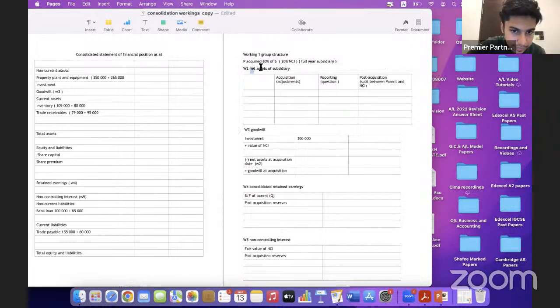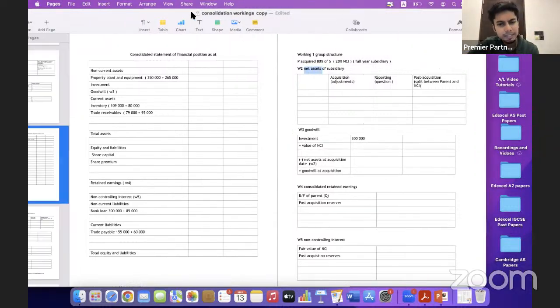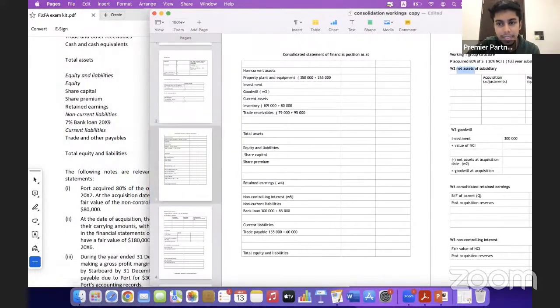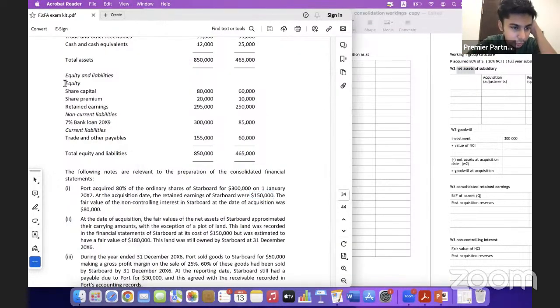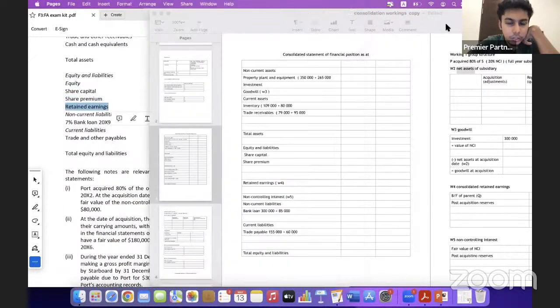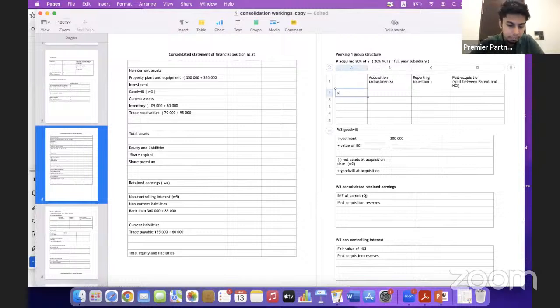Working number 2 says net asset. Guys, understand what is net asset in accounting? Net asset means, what is net asset? Equity. Okay. Net asset means equity. So therefore, guys, what you do, you go to the equity section. How many examples you can see on the screen? Share capital, share premium, retained earnings. So copy down all 3. Right. So we have share capital, share premium, and retained earnings.